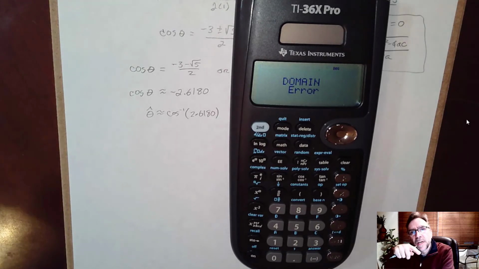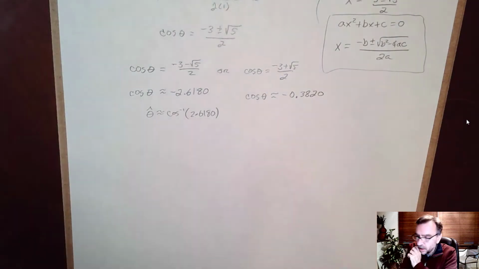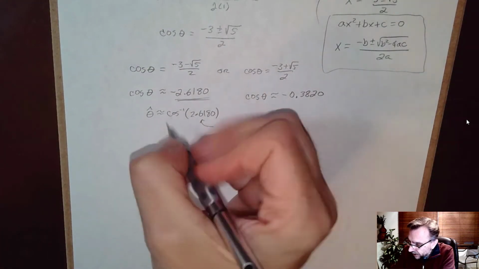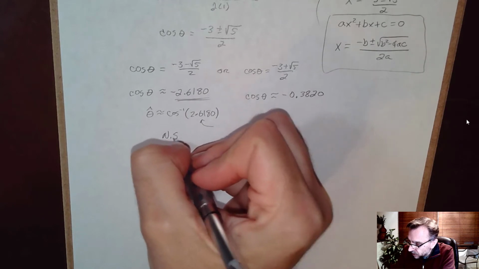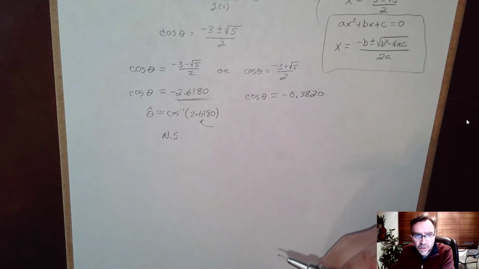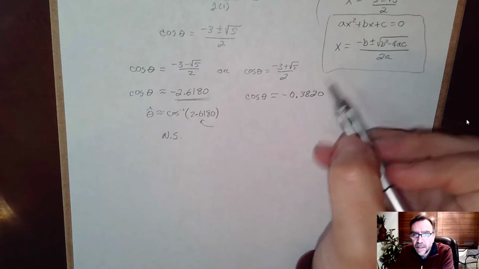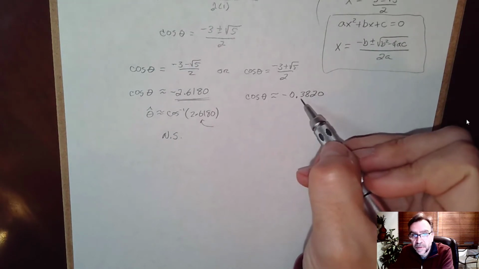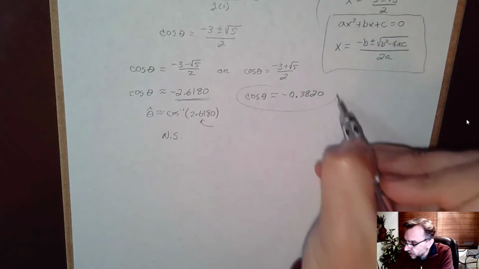Because remember, cosine is a ratio between 1 and negative 1. And so the reason is, right, 2.6 is too big. And so that means when you get an error, there's actually no solution to that. You have to have a ratio between negative 1 and 1. You have to have a fraction. So we will be able to get a solution on this one.